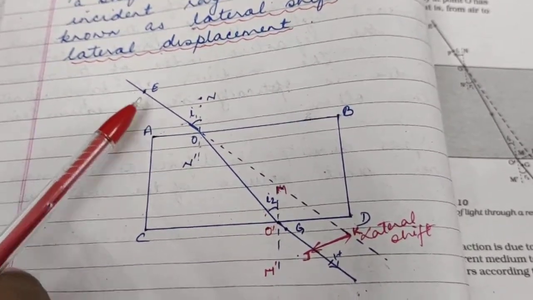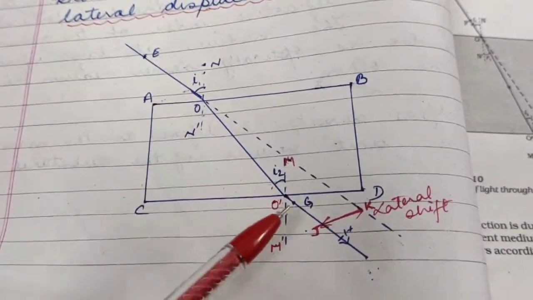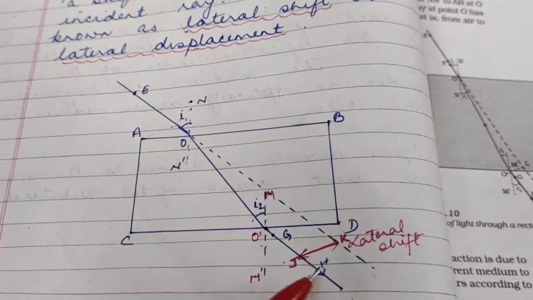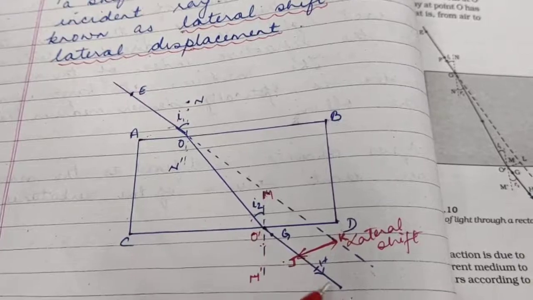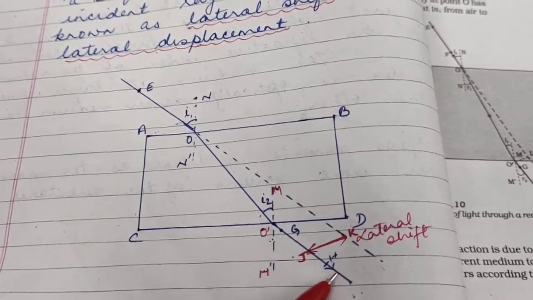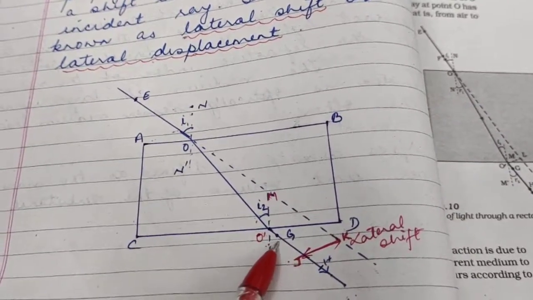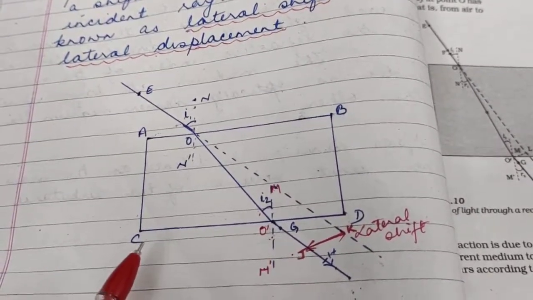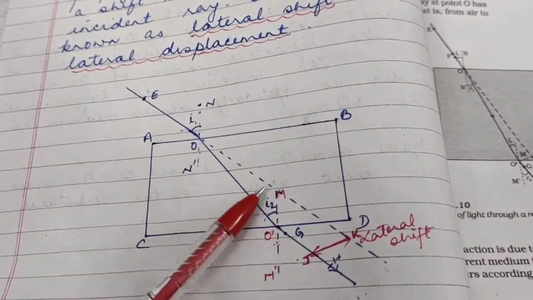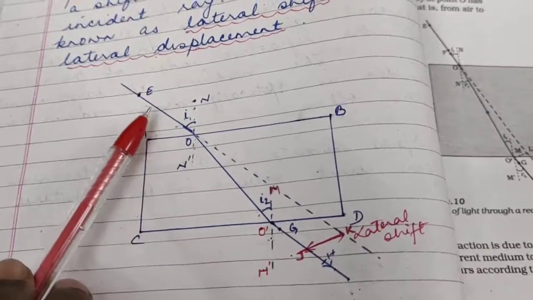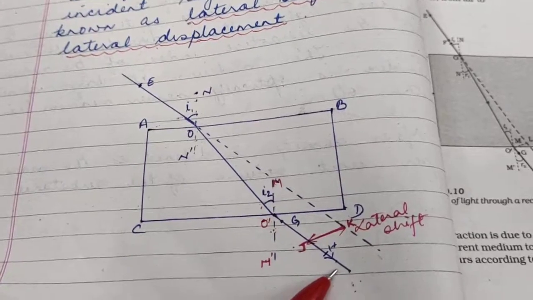So for incident ray EO, O dash is the refracted ray, and for this emergent ray O dash H, O dash acts as the incident ray. So this ray O dash H is known as emergent ray, and this angle is known as angle of emergence. Now when you extend this incident ray, you will find out that this incident ray EO is parallel to O dash H.